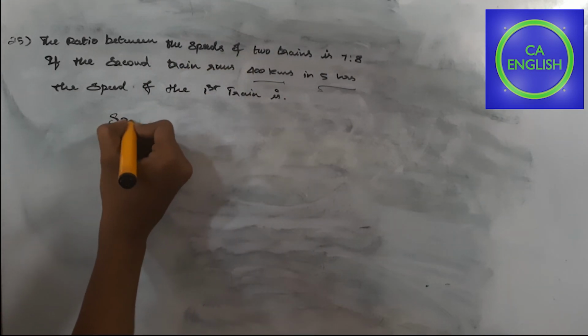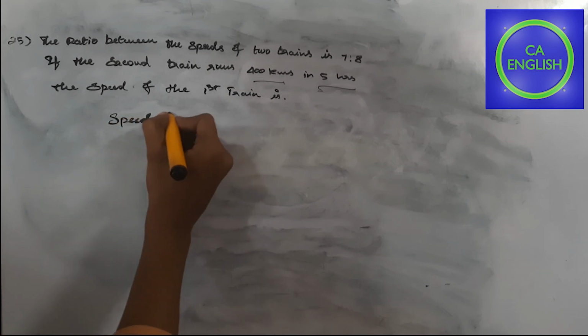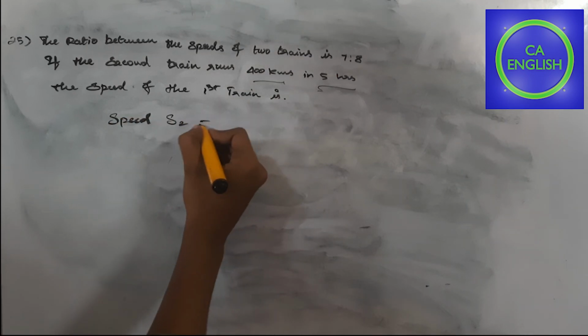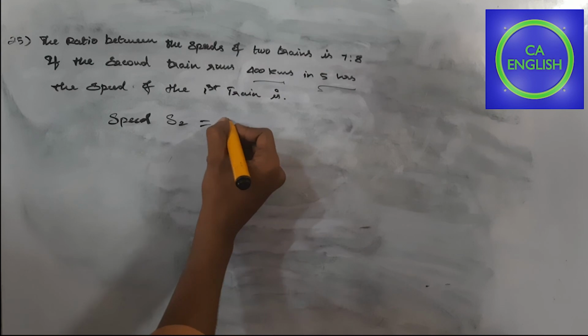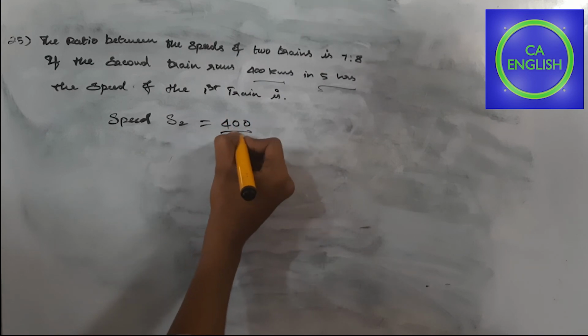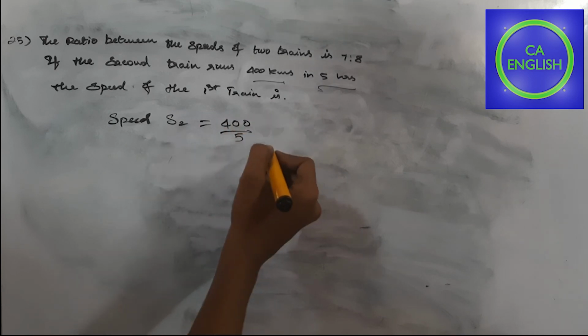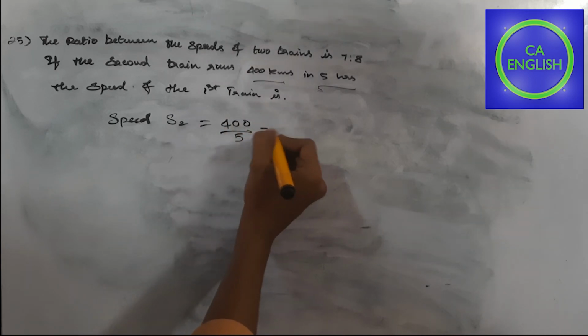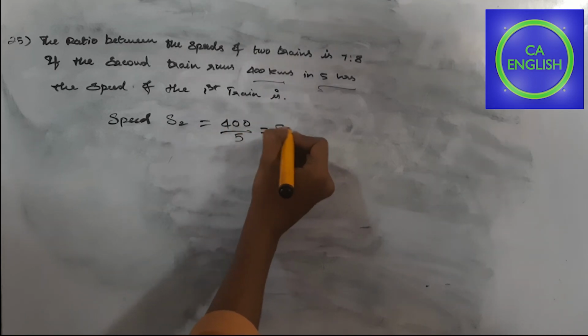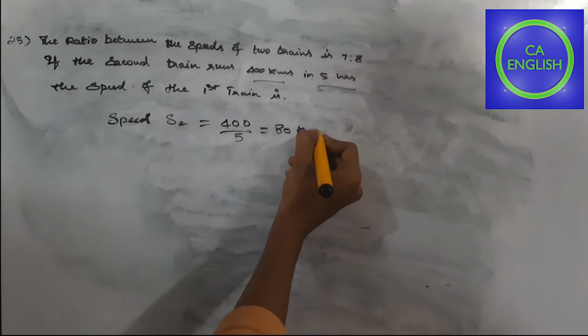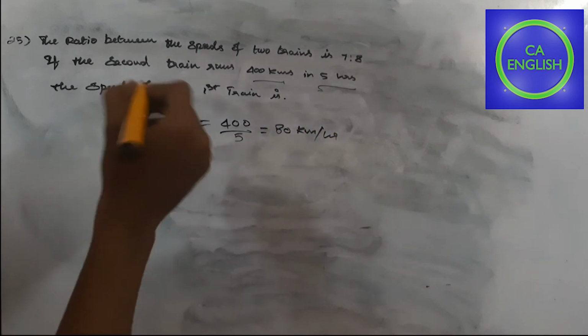Speed of S2, the second train, is equal to 400 divided by 5. This is kilometers, this is hours. Kilometers divided by hours is equal to speed. 80 kilometer per hour. That is the answer for the second train.